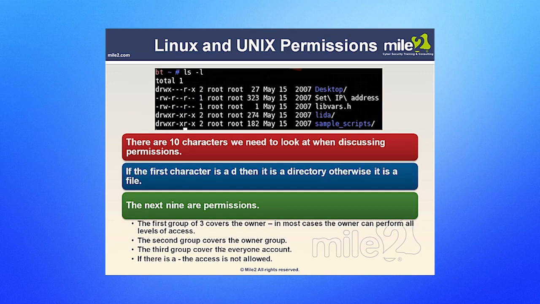Just an example here in this next screenshot, ls -l. This gives us great detail here. And we can actually see the 10 characters. And if you see the letter D, which we do with the folder called desktop, we realize when we see D, that stands for directory.